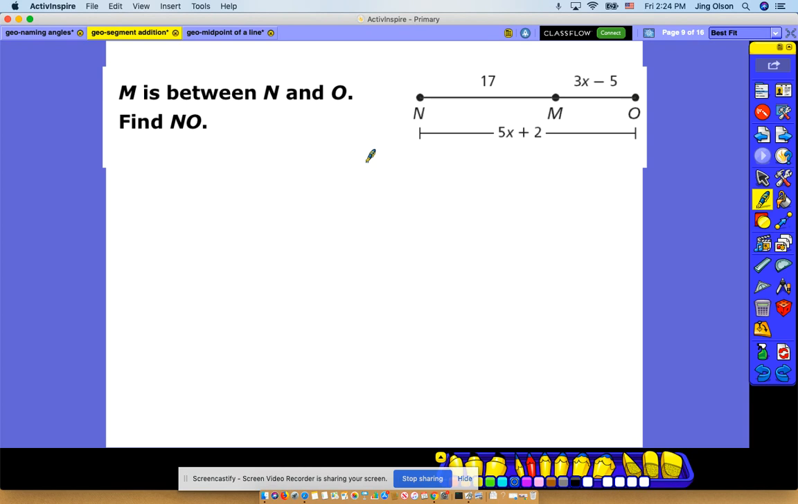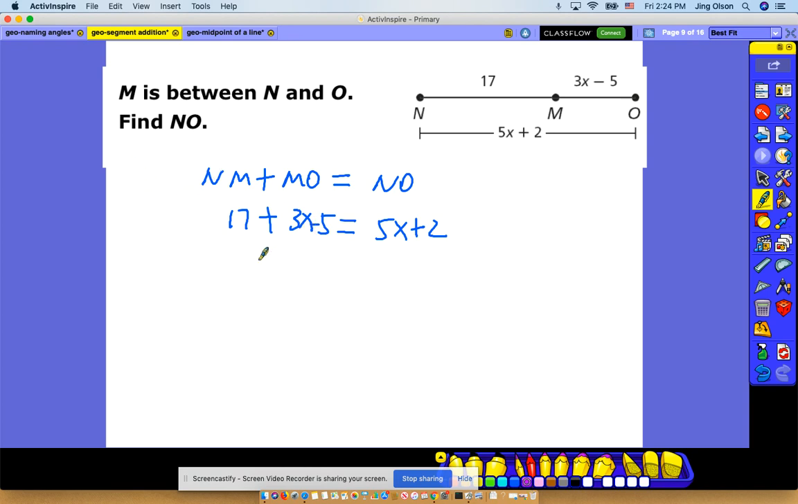Next one. M is between N and O. Okay, you can see from the picture, NM is 17, MO is 3x minus 5, and NO is 5x plus 2. So same thing again. If you add the two short ones, it equals the long one. So NM plus MO is equal to NO. NM is 17, MO is 3x minus 5, NO is 5x plus 2.